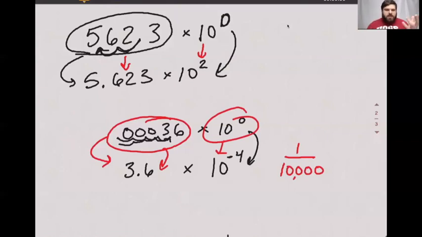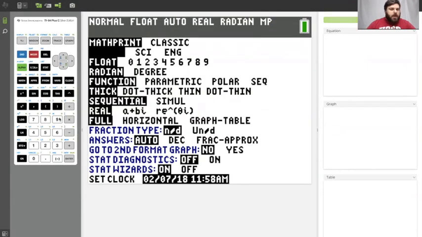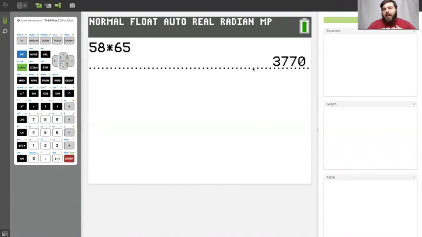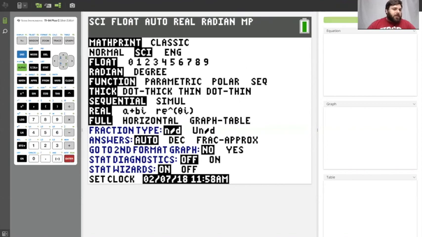So scientific notation is like a balance. If you make one number bigger, you got to make the other number smaller to keep it the same. Now, all this can be done on your calculator. The only trick is, I could do any number like this. Let's say I'm doing some kind of operation, 58 times 65, and I get this number. I want that number to be in scientific notation. If I go to mode, you'll see here under Sci, that's scientific notation. So if I go over to Sci and hit enter, now I'm in scientific notation mode.